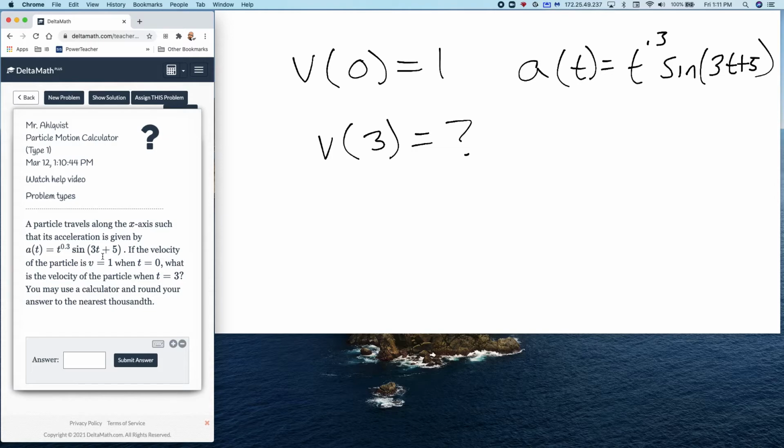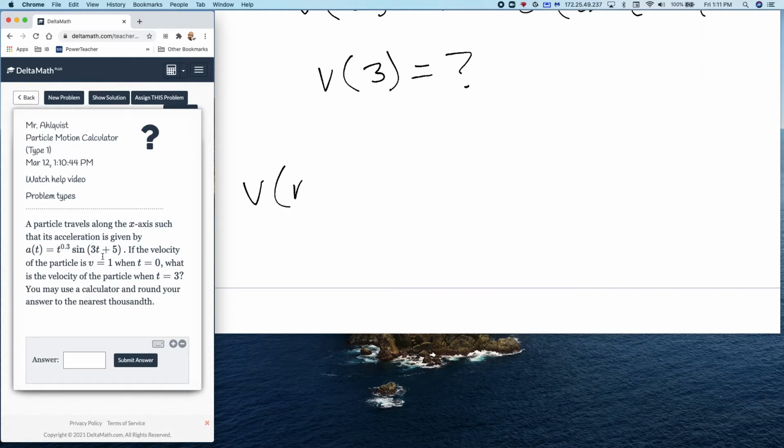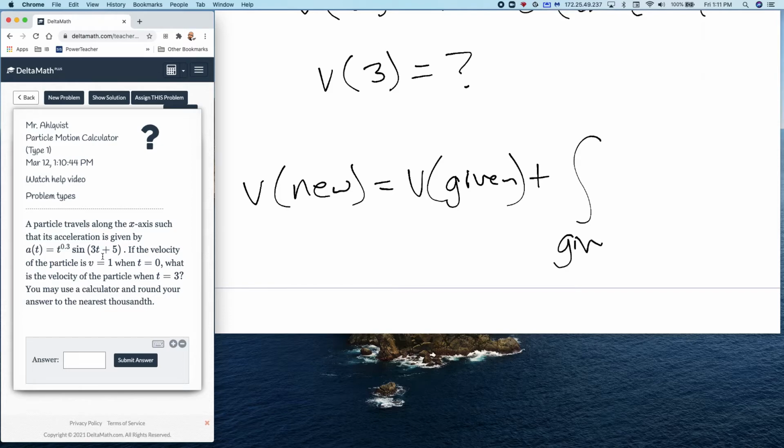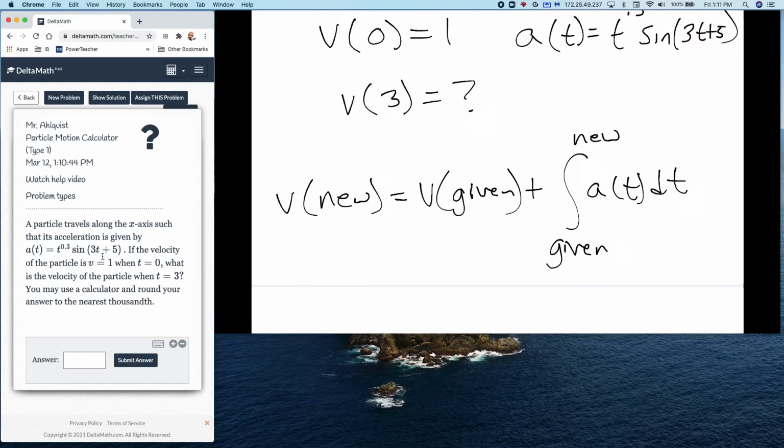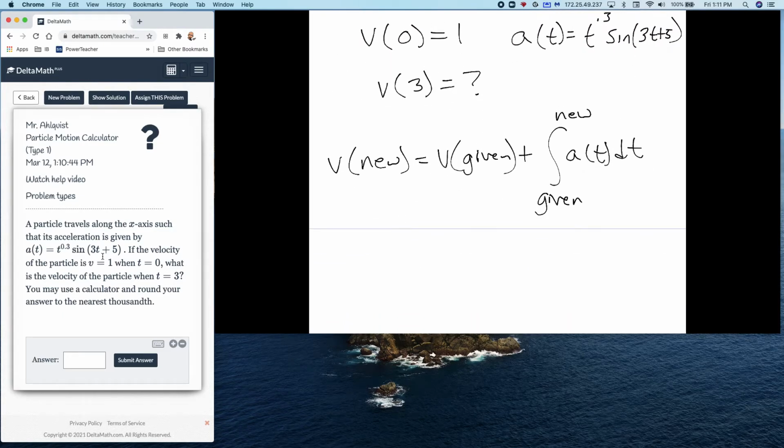So here's what you have to do. Know that v of some new value is equal to v of some given value plus the integral from the given value to the new value of the acceleration. That's how you can find any velocity of a new one. What did it start as, and what was the change in velocity? So when we're asked to do this problem that's listed right here, v of 3 equals 1 plus the integral from 0 to 3 of a of t dt. Well, we can do that on our calculator.